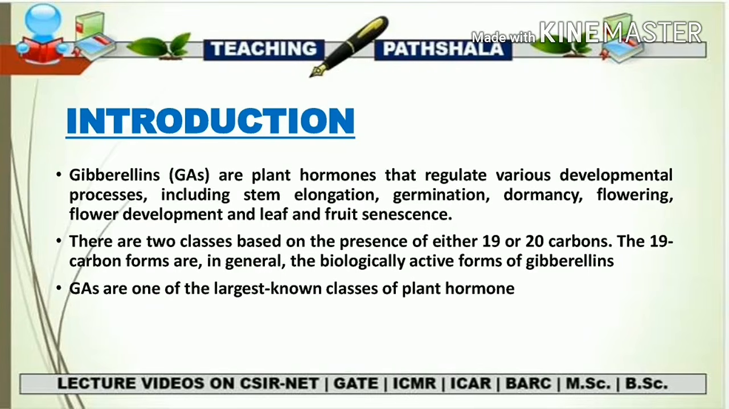So first of all, gibberellin has a huge family, with a lot of members overall. Basically there are a total of two classes of gibberellin. The first has 19 carbons and the second class has 20 carbons. But the 19 carbon gibberellic acid is the biologically active form of gibberellin which functions in a plant. So you have to remember that although there are two classes, the 19 carbon and the 20 carbon gibberellic acid, only the 19 carbon gibberellic acid is biologically active and performs different functions in a plant.